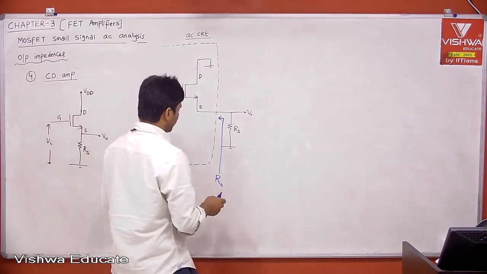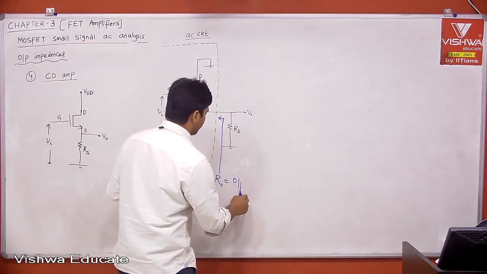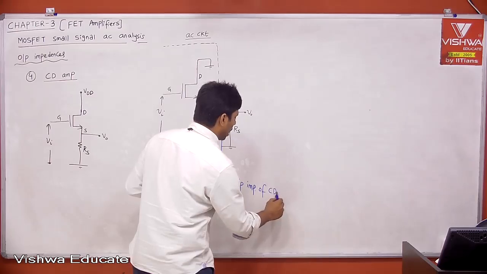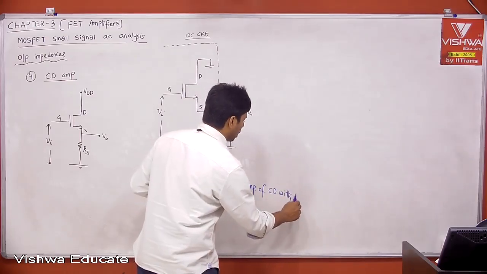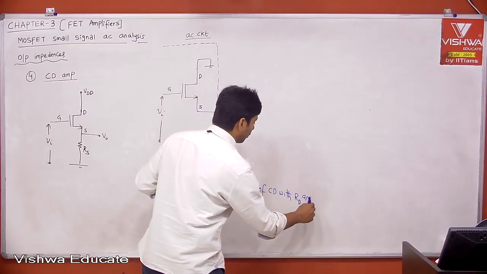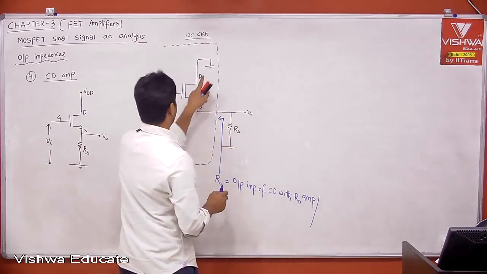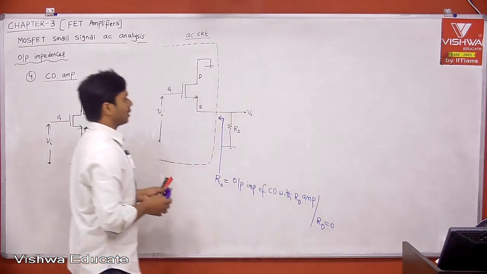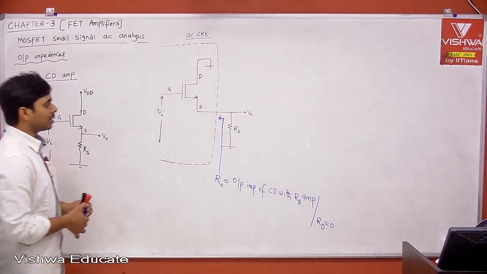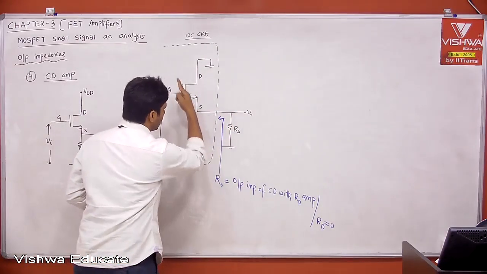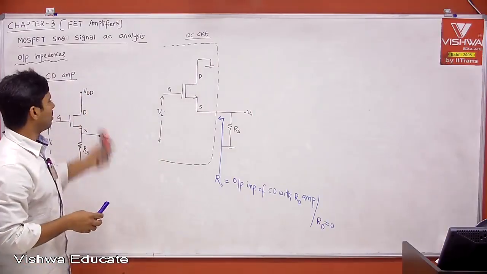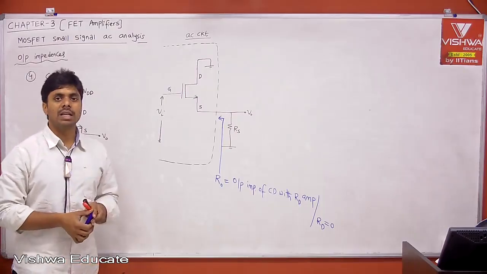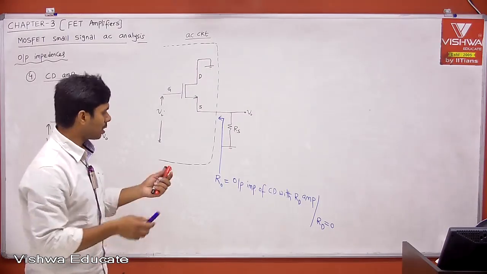Use whatever is existing. Therefore, R0 is nothing but the output impedance of the CD with RD amplifier when RD is equal to 0. Therefore, what is the output impedance here? The impedance seen into the source. That is nothing but your CD amplifier output impedance. In the case of BJT, this is nothing but the CC amplifier output impedance. Okay, what else may be?